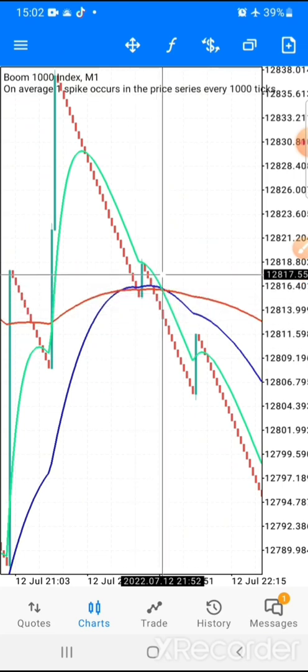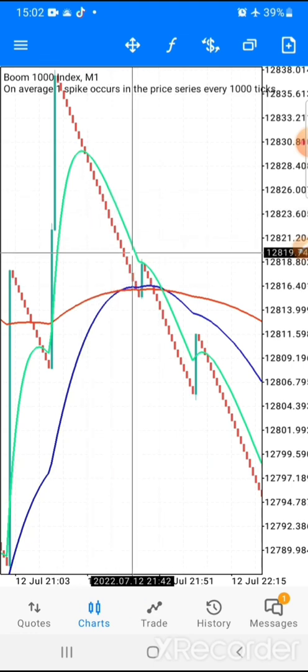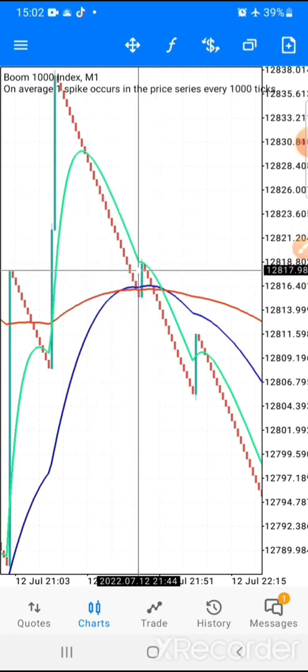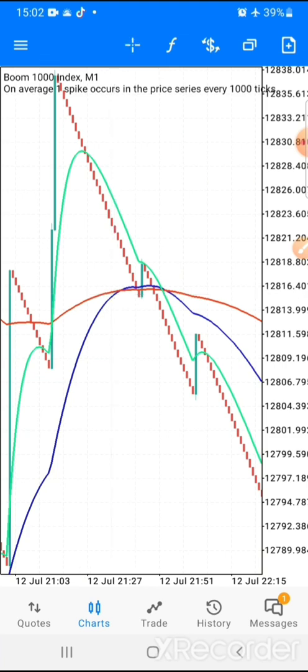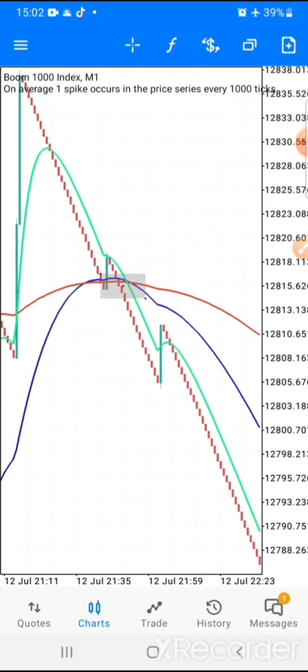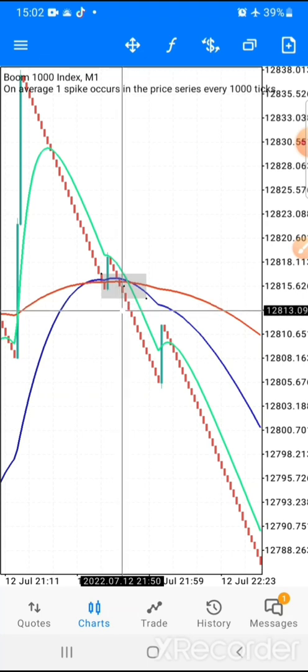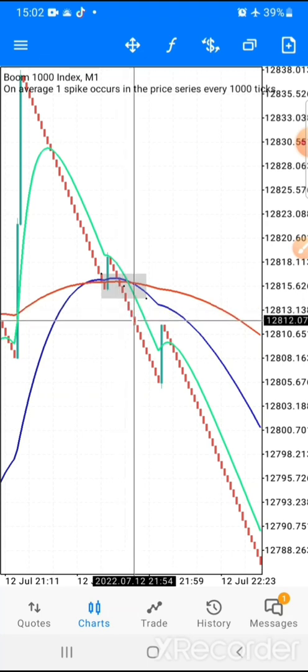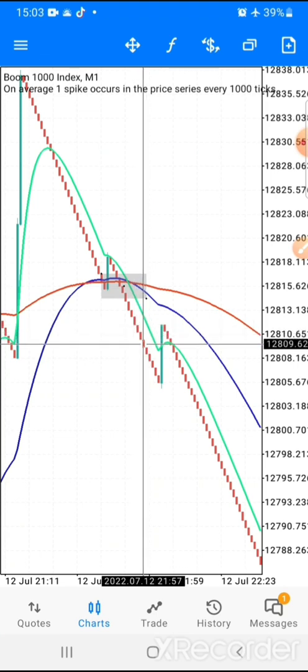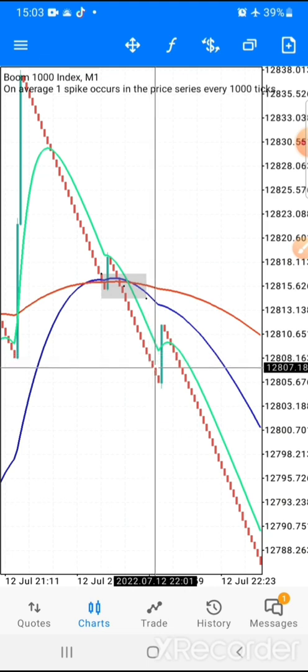Now we're looking at a situation where these two lines, the green line and the blue line, are crossing below the red line. Then this will be our entry for a sell. We enter our sell at this point. And we said we'll count 10 candles. They both crossed at this point, and we're going to count our 10 candles. 1, 2, 3, 4, 5, 6, 7, 8, 9, 10.